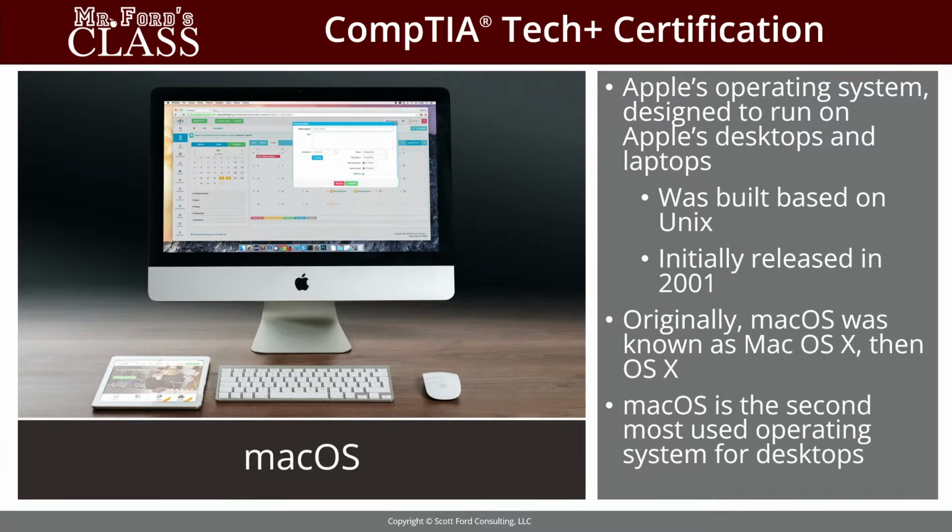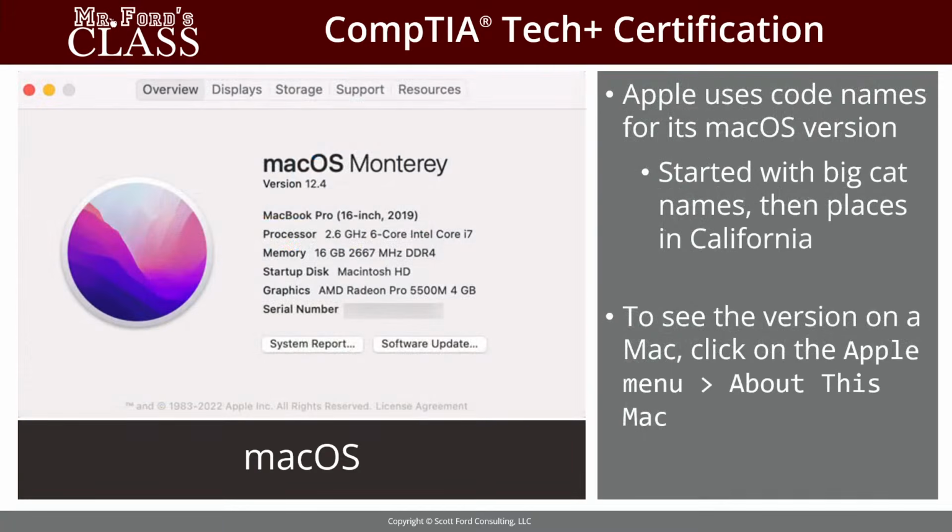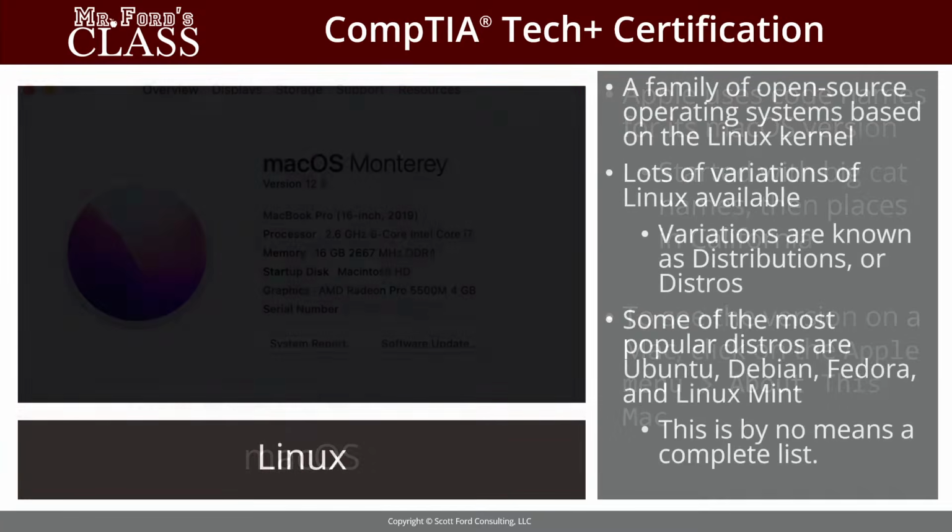All right, so macOS. Something else to be very much aware of as far as the testing goes is Apple uses code names for its Mac OS versions. It started with big cat names, and then they ran out of big cats, and now they're calling them things in California. So they're named after different places in California. To see the version on a Mac, click on the Apple menu and About This Mac.